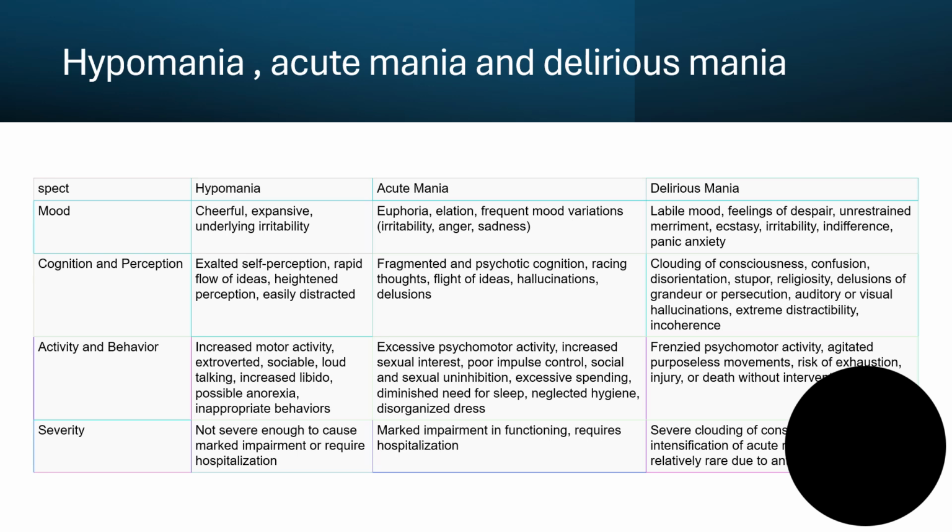Then if we talk about hypomania, it is not severe enough to cause any marked impairment or require any hospitalization. So people can live in society, but when it comes to acute mania, they may have an impairment in their functioning. They require hospitalization, and in delirious mania, they have a severe clouding of consciousness. All the symptoms of acute mania get intensified in delirious mania, so they definitely need antipsychotic medication and hospitalization. Okay, we'll go to the next slide.